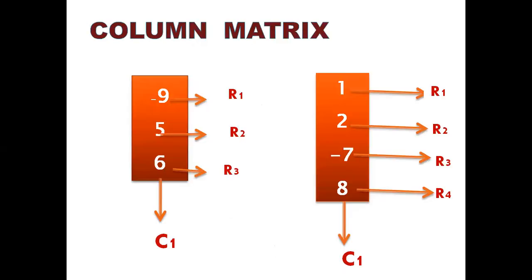With the same logic, I want to tell you about the column matrix. The first example has 3 rows but 1 column. The other example has 4 rows but only 1 column. So the matrix with only 1 column is called a column matrix.